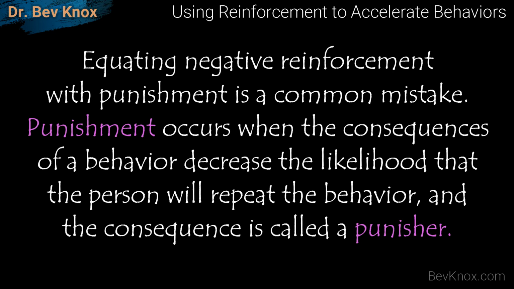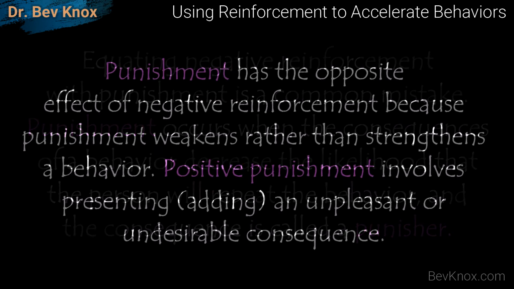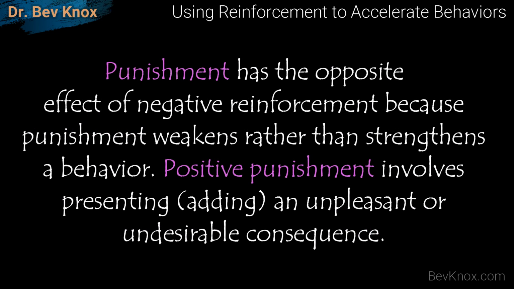Punishment occurs when the consequences of a behavior decrease the likelihood that the person will repeat the behavior. Let me repeat that. Punishment occurs when the consequences of a behavior decrease the likelihood that the person will repeat the behavior. And the consequence is called a punisher. Thus, punishment has the opposite effect of negative reinforcement because punishment weakens rather than strengthens the behavior.